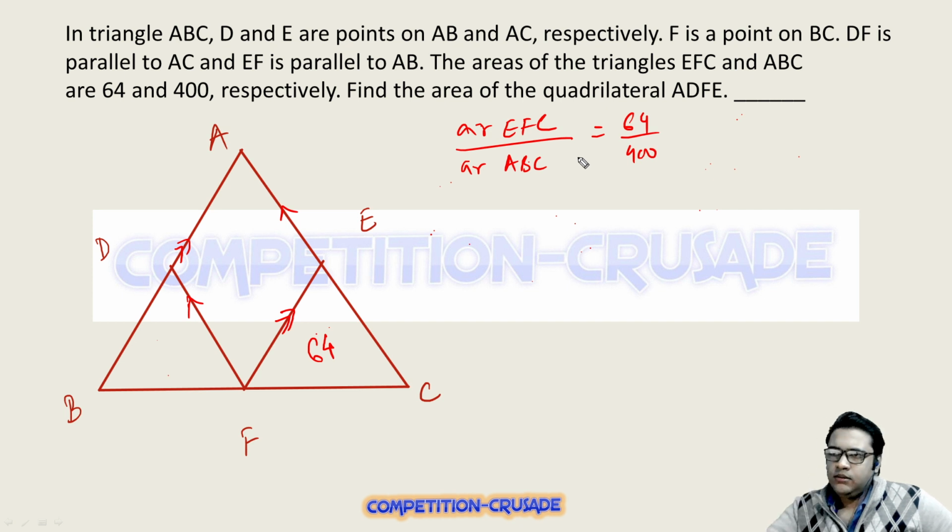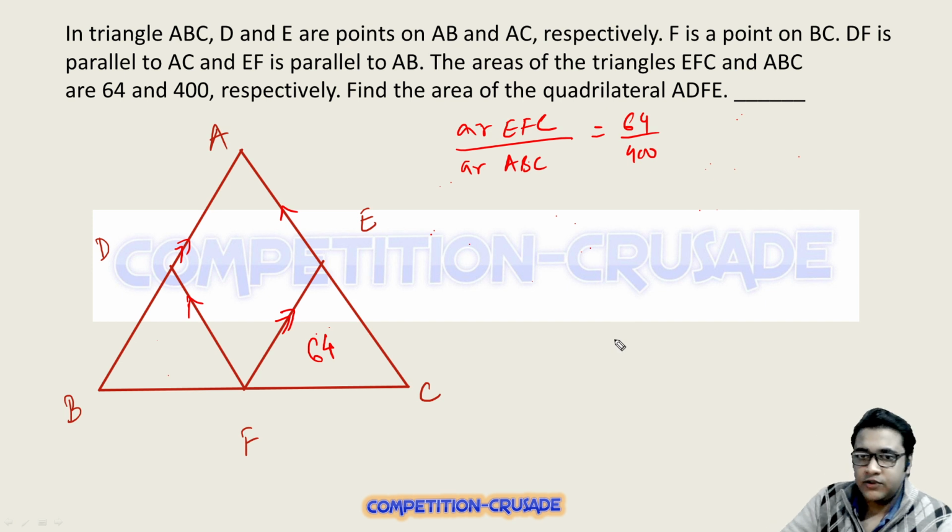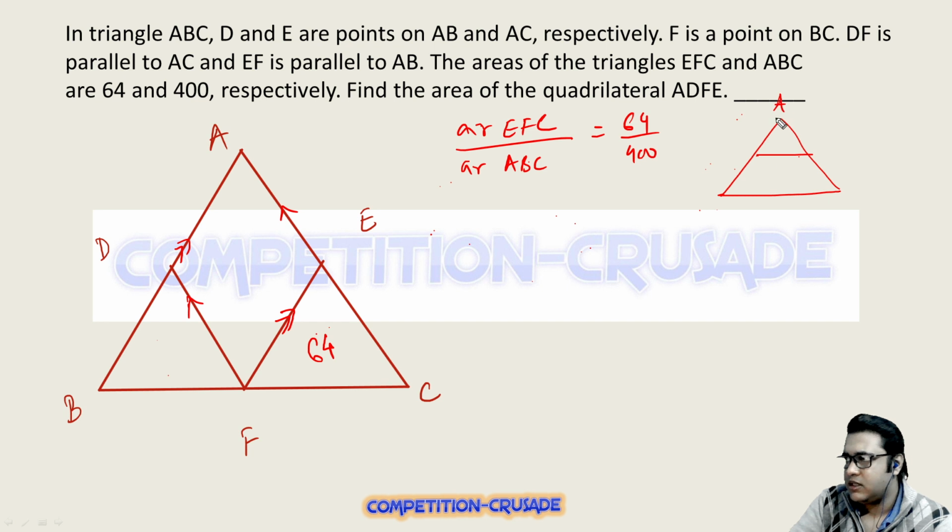So I am trying to visualize this figure like the ones that we did in our concept classes. I hope you remember the Thales theorem, the basic proportionality theorem. So ABC, D and E. Now this ABC and this ABC is totally different. I'm just explaining certain things to you. Now, obviously this triangle ADE is similar to this triangle ABC.